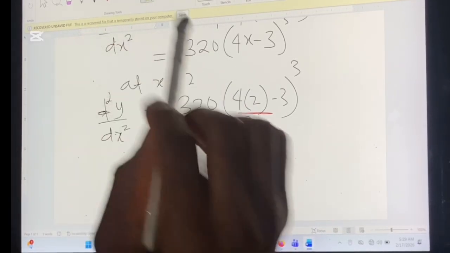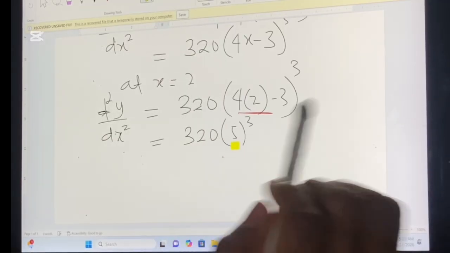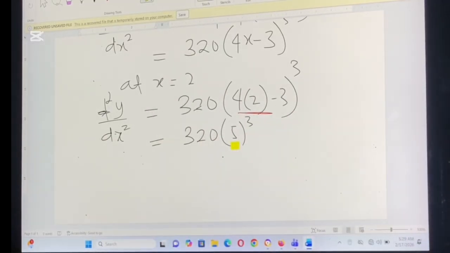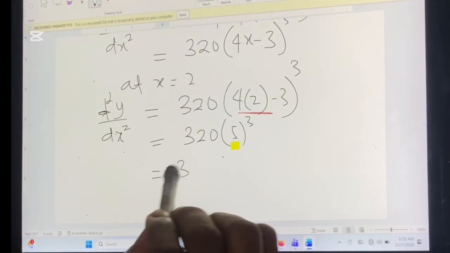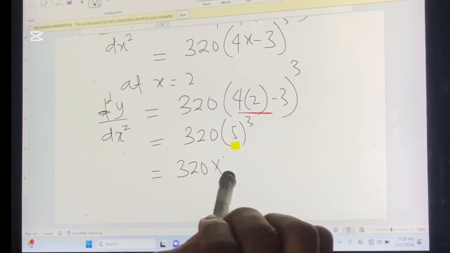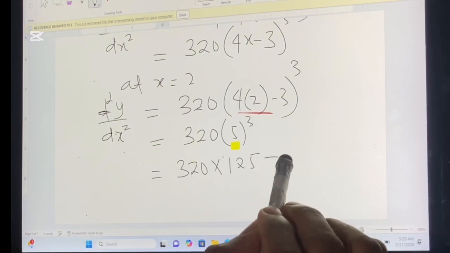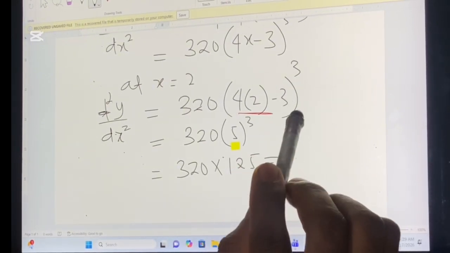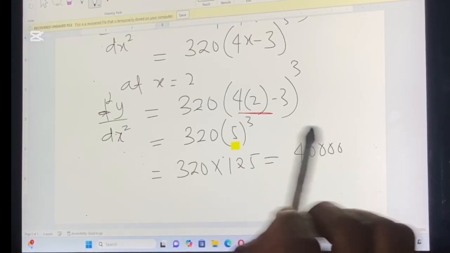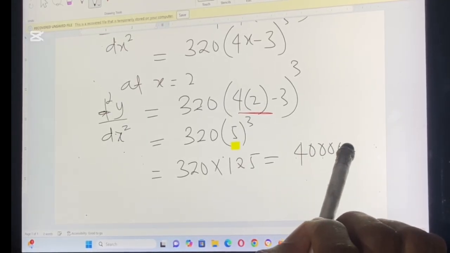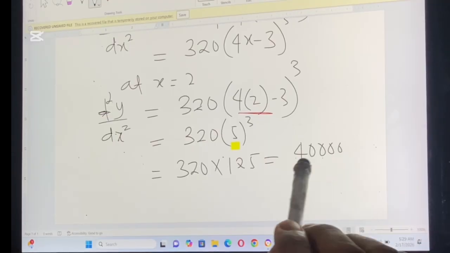Okay, 5 raised to the power of 3 simply means repeat 5 three times. When you do that, we'll have 125. So our answer here would be 320 times 125. When you punch your calculator, 320 times 125 will give us 40000, I guess so. Okay, this is our answer here.